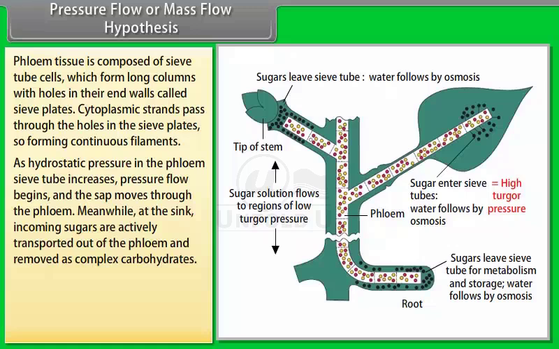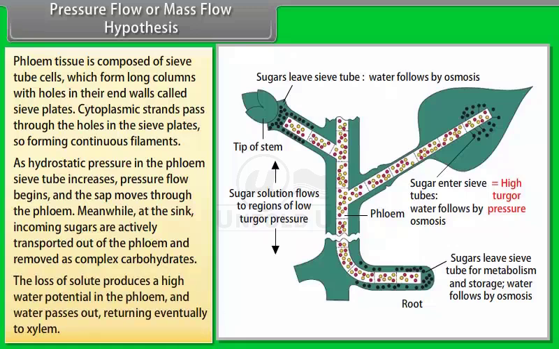Meanwhile, at the sink, incoming sugars are actively transported out of the phloem and removed as complex carbohydrates. The loss of solute produces a high water potential in the phloem, and water passes out, returning eventually to xylem.